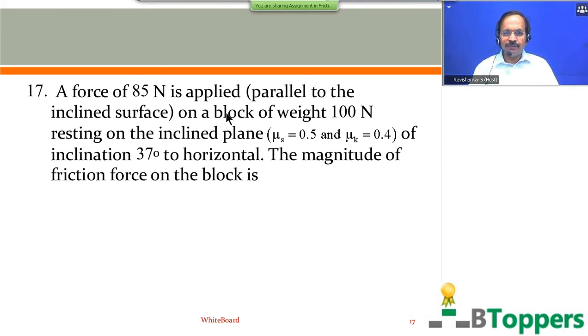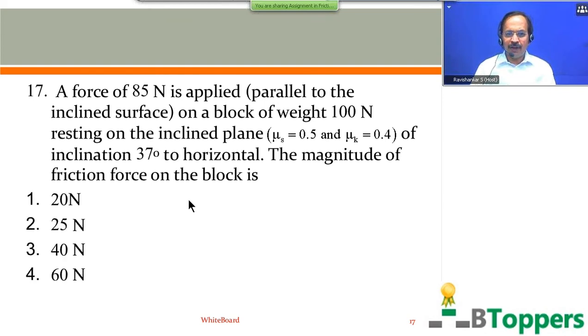A force of 85 Newton is applied parallel to the inclined surface on a block of weight 100 Newton resting on the inclined plane, within brackets mu s equals 0.5, mu k equals 0.4, of inclination 37 degrees to horizontal. The magnitude of the frictional force on the block is. 4 options are shown on the screen. Come on, try the question.